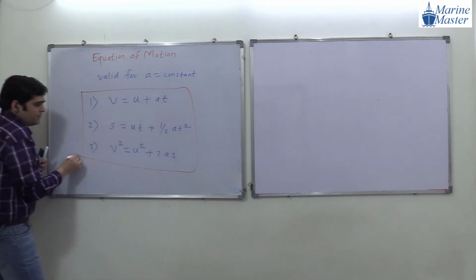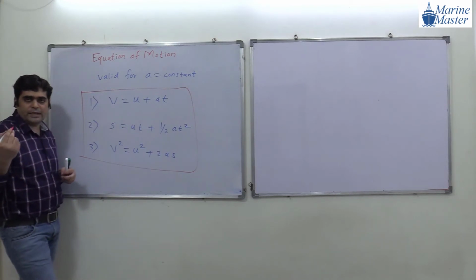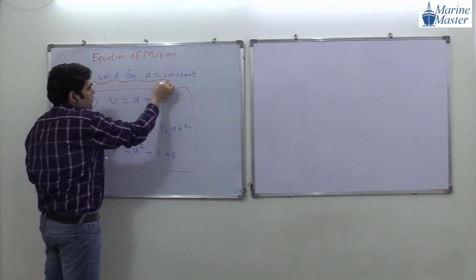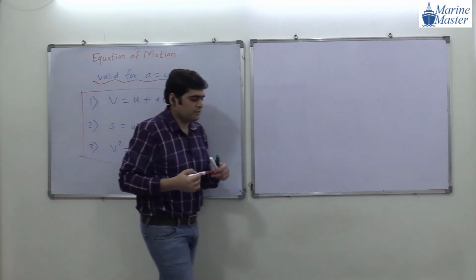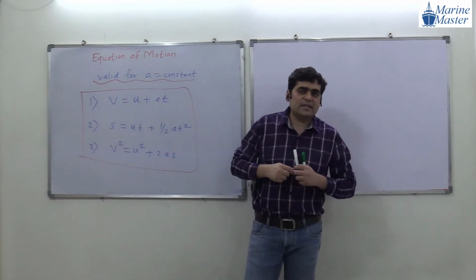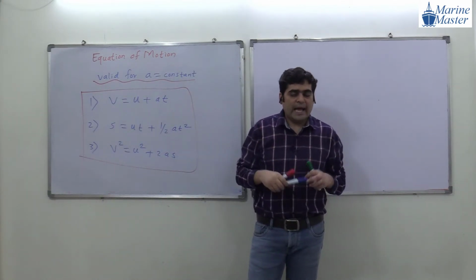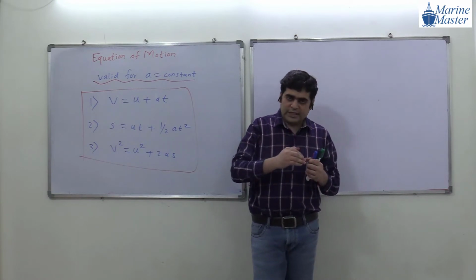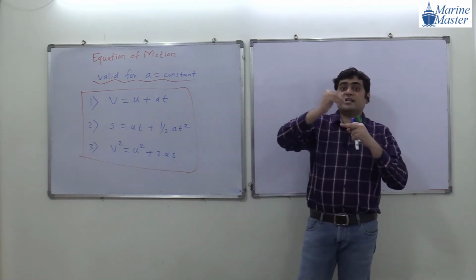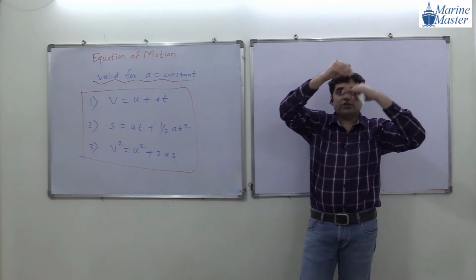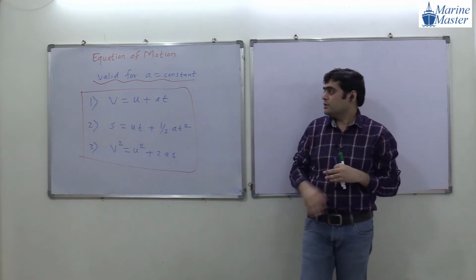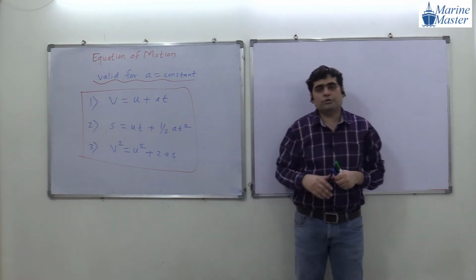But it is applicable when our acceleration is constant. Constant acceleration doesn't mean constant velocity. Constant acceleration means velocity increases linearly, in a constant amount. So please everyone write down the equation of motion.